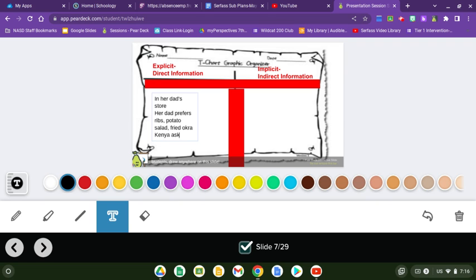Kenya asks if she is okay. Now, on the implicit side, we notice that she has experienced trauma. She's trying to forget something. If you are actively trying to forget something, you experience trauma, right? That's going to impact the plot and character.